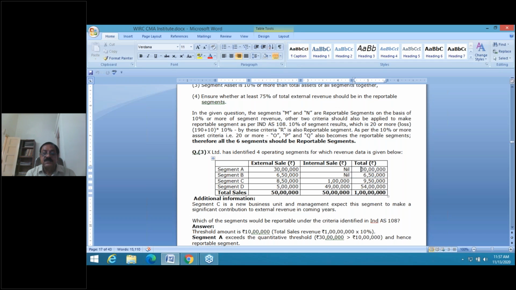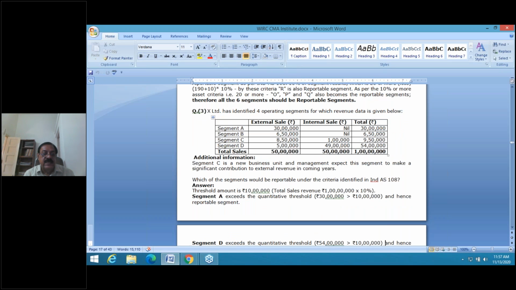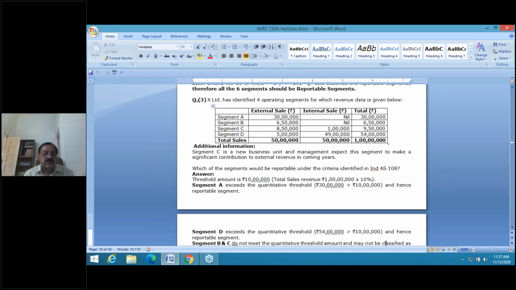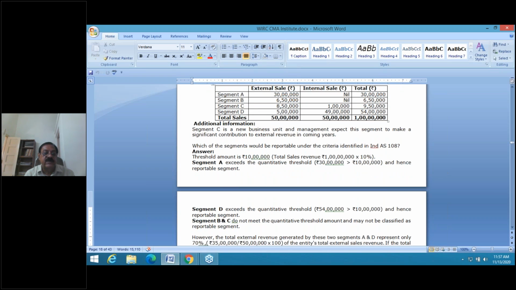So one is A, it is 30. So above 10: A yes, B no, C no, and then D yes. It comes under the 10% limit. Okay. So answer, threshold amount is 10 lakhs. A exceeds the quantitative threshold at 30. D exceeds at 54, which is more than 10. So they are 2. B and C do not meet the quantitative threshold amount and may not be classified as reportable.